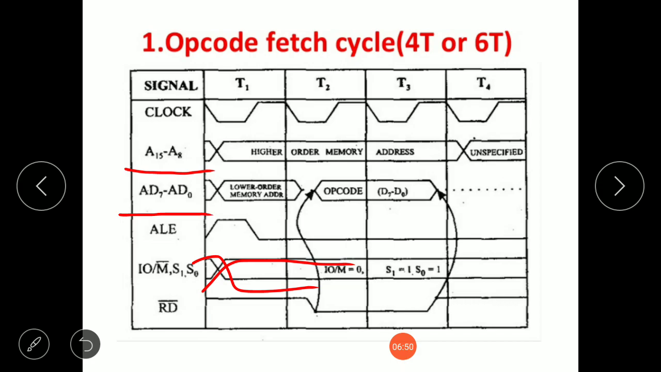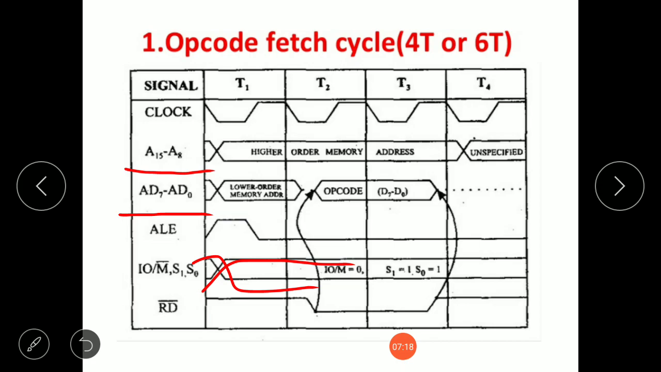Now since AD0 to AD7 is an address data bus, it needs to be freed for carrying the data. The address which is currently present in the address data bus needs to be latched into some external device or into the memory, so that the address data bus gets free for carrying the data for the rest of the T states.